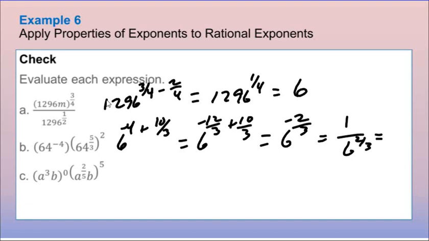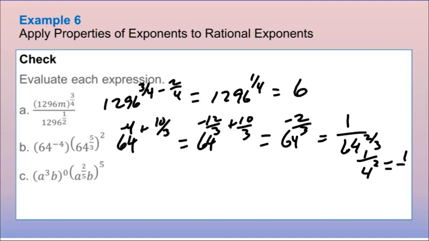And 6 raised to the 2/3 power, I noticed I just made a mistake. That's a 64. That would make more sense. So 64, the cube root of 64 is 4. So this would be 1 over 64 to the 2/3 power. The cube root of 64 is 4. And then I square it. That would give us 1 over 16.